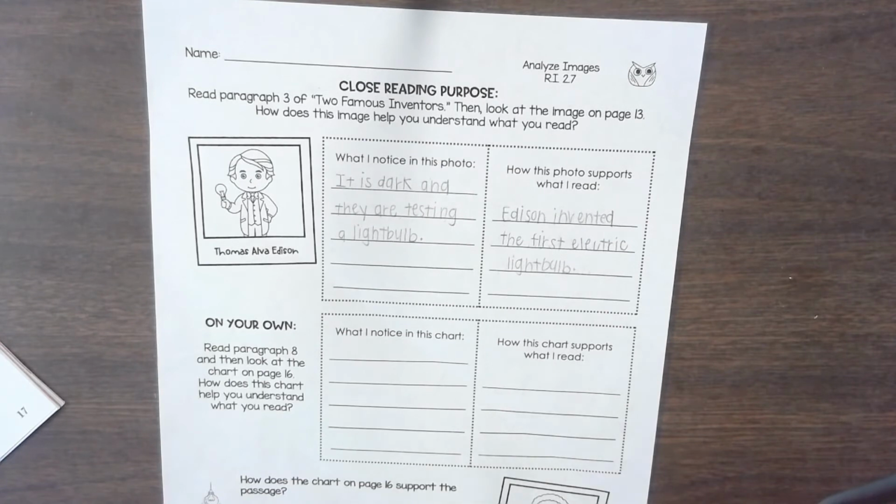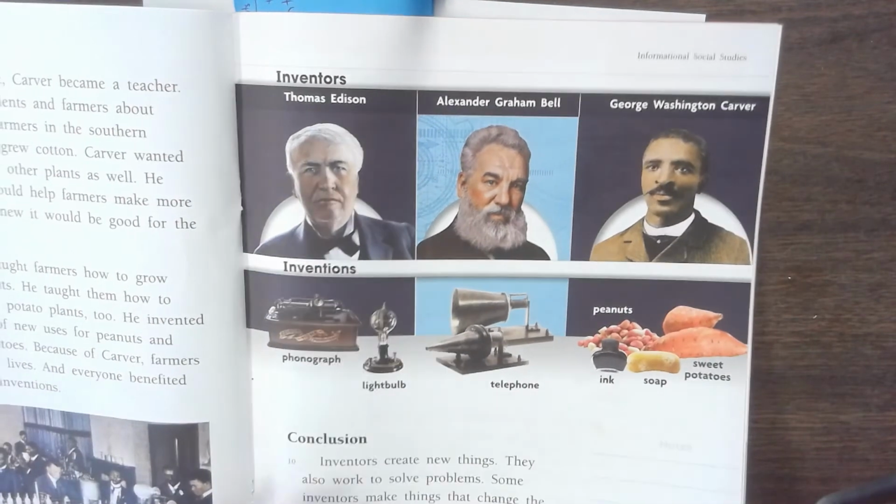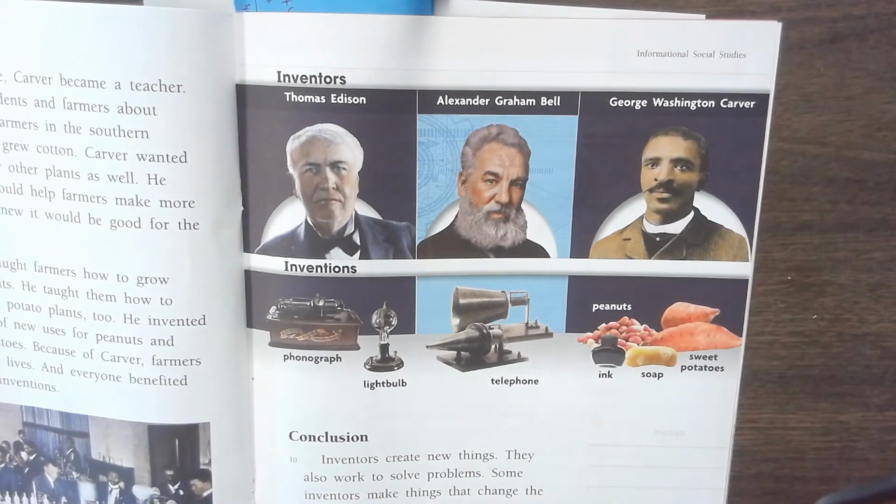Next, looking below, this one says on your own, but I'm going to help you out with it because our page numbers are a little bit off. So for this one, we're going to look at page 21. So turn to page 21. And you should see this chart. Although it's pictures, it is a chart.